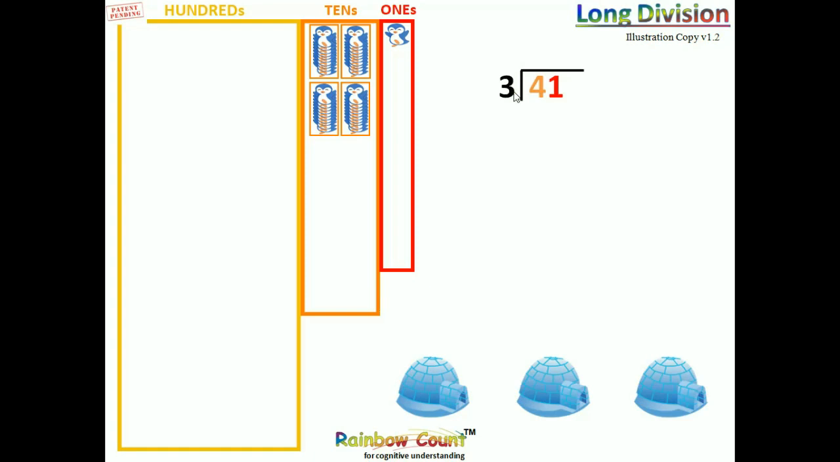To carry out long division, we always start with the highest place value of any given number. In this question, the highest place value is the tens place. So we start to distribute the 4 groups of 10. It is very clear to see we can distribute only one group of 10 into each of the 3 igloos. The penguins are feeling cold, so let's put them in the 3 igloos.